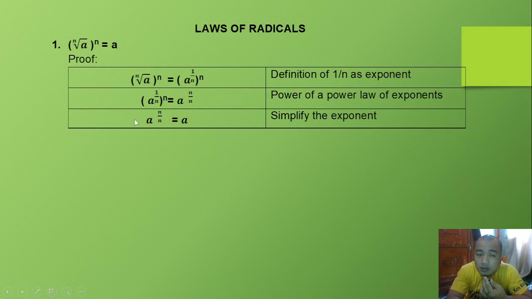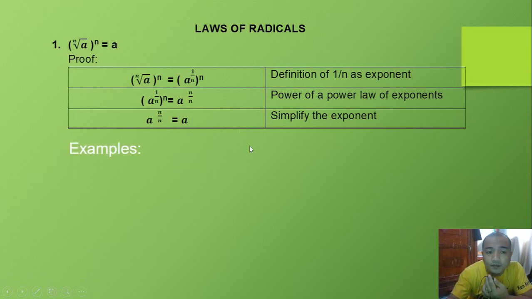So that's the shortcut. The nth root of a raised to n means a raised to 1 over n, raised to n. So 1 over n times n is n over n, and n over n is 1. So a raised to 1 is a. So the nth root of a raised to n is equal to a.